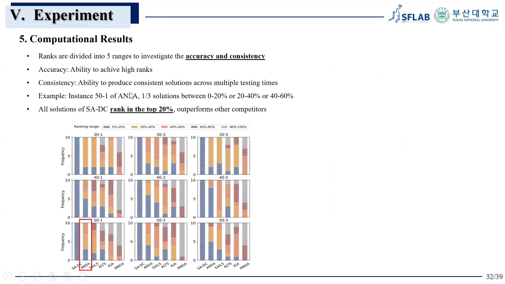To further investigate the accuracy and consistency of the algorithm, we divide the rank into 5 ranges for comparison. For example, as you can see at instance 51, for ANSA, 1/3 of the solutions ranked between 0 to 20%, 1/3 from 20 to 40%, and the rest from 40 to 60%. We observe that all the solutions of SADC are ranked in the top 20% in all testing instances, which outperforms other competitors.